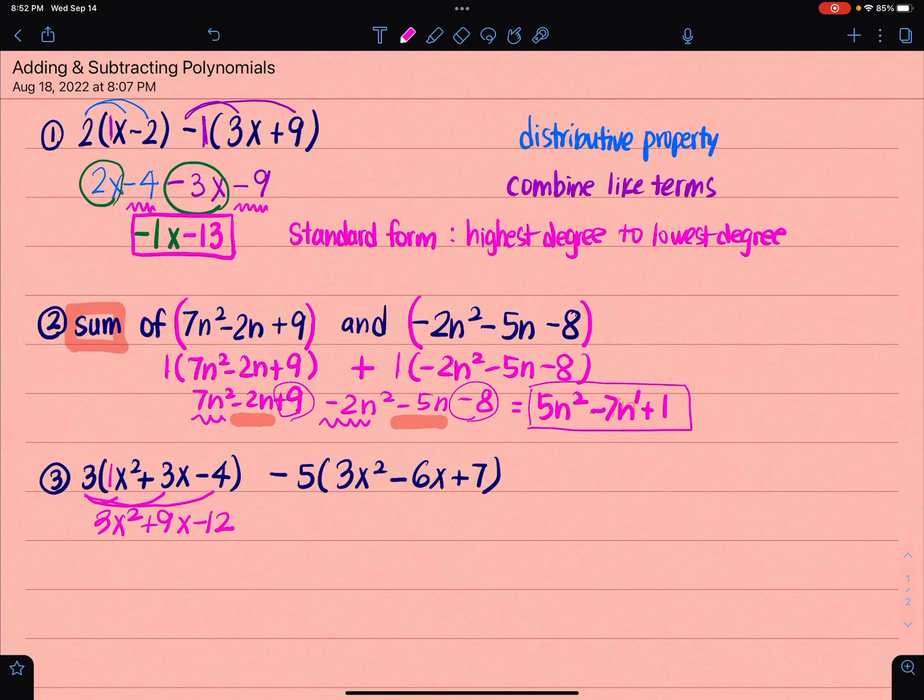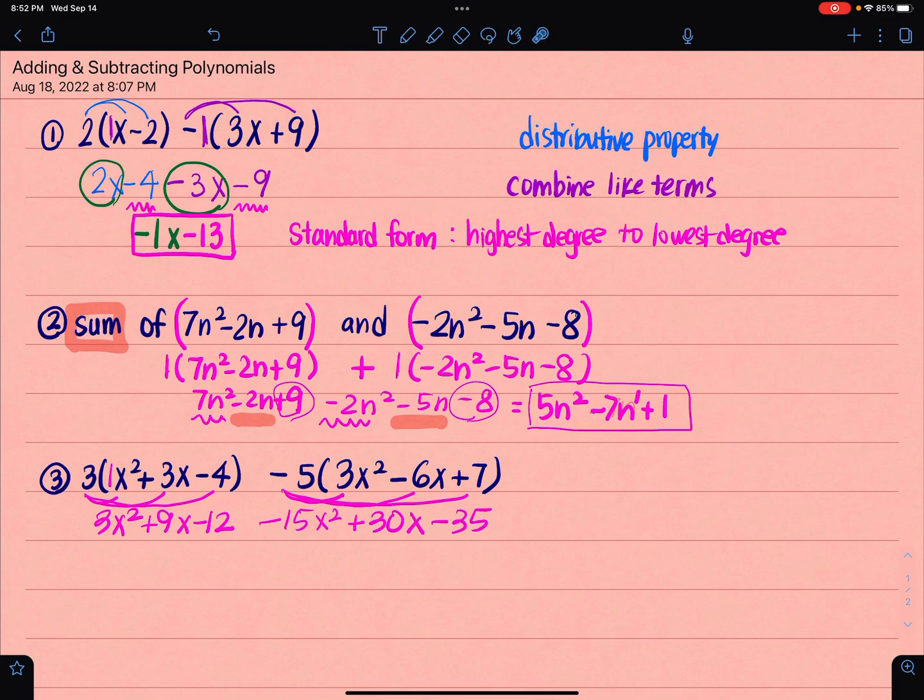Same thing here, we're going to distribute. Negative 5 times 3 is negative 15. And then I just copy down my x squared. Here we have negative 5 times negative 6x is positive 30x. And then negative 5 times 7 is negative 35.